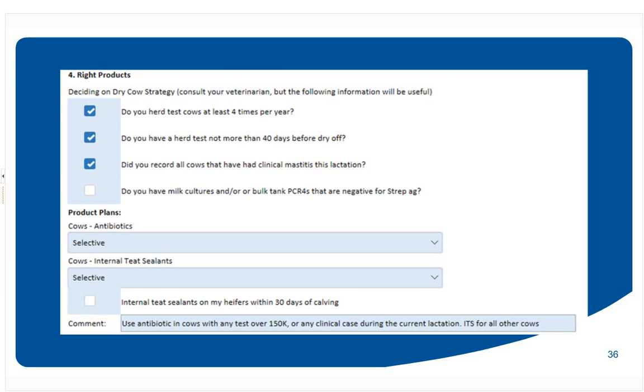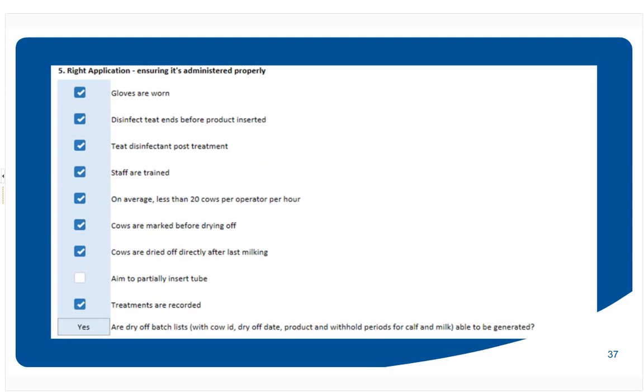And then we ask questions around application. It can be a big discussion, and for quite a few farms, it would probably be much better to actually dry some cows off with them. So this hopefully might stimulate a discussion about staff training that might be able to be done. And down the bottom there, I've got a question on a dry-off batch list with cow ID, dry-off date, etc., able to be generated. That's really a measure of risk.